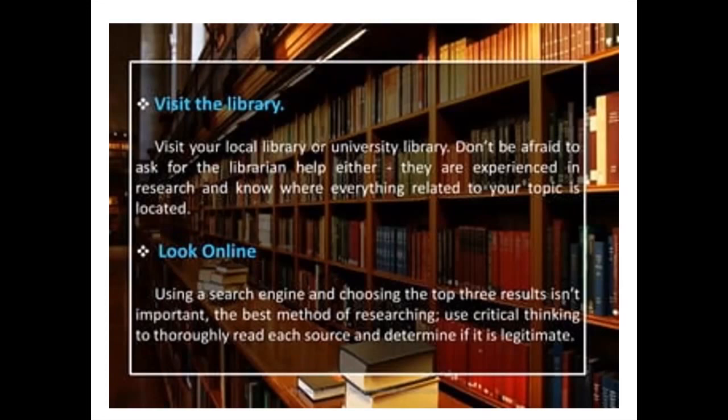Using a search engine and choosing the top 3 results is not important. The best method of researching is to use critical thinking. You have to critically think, thoroughly read each source and determine if it is legitimate, right? Online, sometimes there may be some unacceptable sources also. That's why we have to think of legitimacy. There may be some fake sources, right? You have to identify real, legitimate sources, legitimate websites.